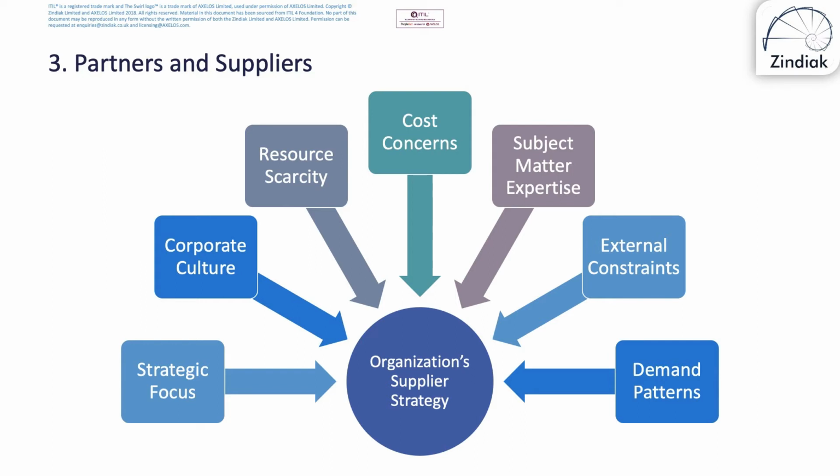External constraints. Government regulation or policy, industry codes of conduct, and social, political or legal constraints may impact an organisation's supplier strategy. Demand patterns. Customer activity or demand for services may be seasonal or demonstrate high degrees of variability. These patterns may impact the extent to which organisations use external service providers to cope with variable demand.